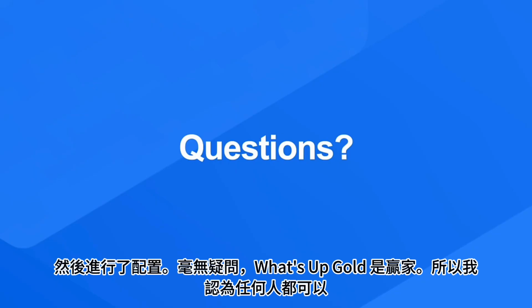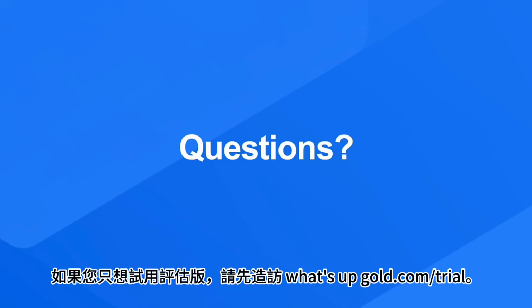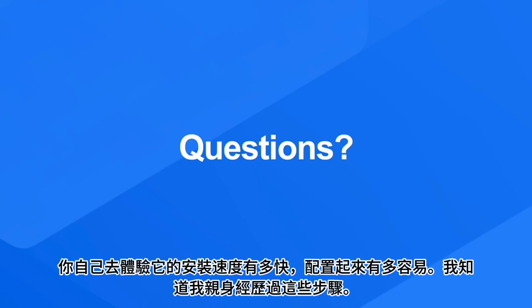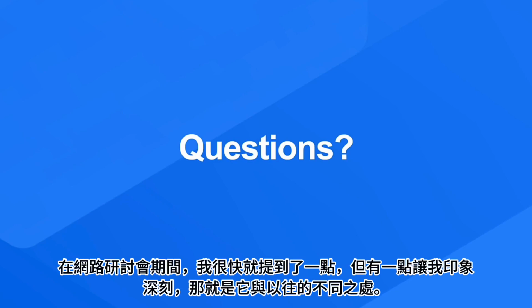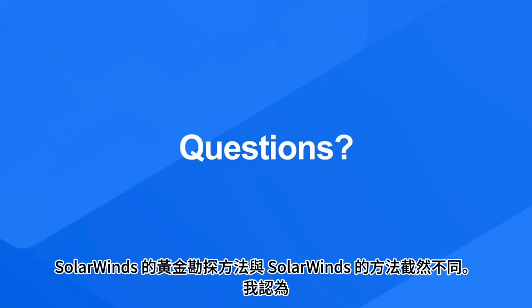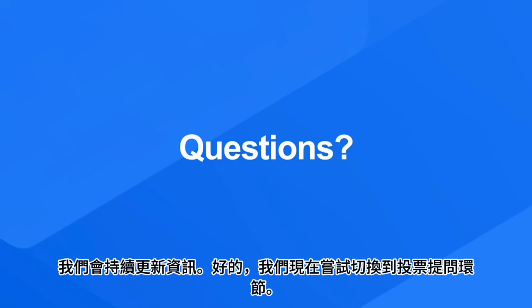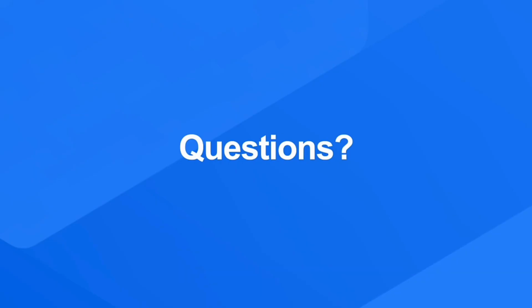So I would say anyone getting started with WhatsUp Gold, if you just want to try the evaluation, whatsupgold.com/trial, that will give you 30 days access, and you can install it on any system you choose and see for yourself how quickly it installs and how easy it is to configure. I know I went through the steps really quick during the webinar, but something that really stuck out to me different versus SolarWinds was how WhatsUp Gold approaches discovery versus how SolarWinds does. And I think the way WhatsUp Gold approaches discovery makes it simpler to use, as well as provides more information on an ongoing basis.